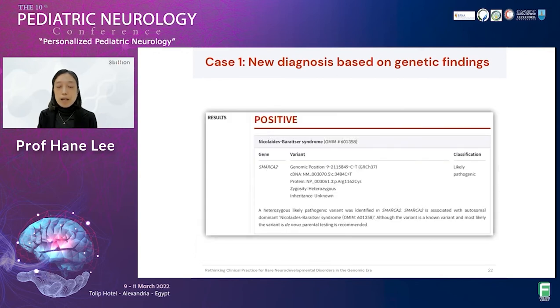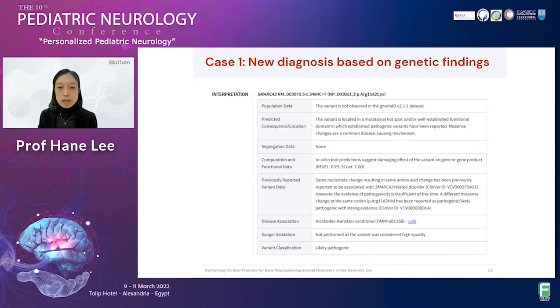Then for the main phenotype, we found a heterozygous likely pathogenic missense variant in the SMARCA2 gene that is associated with autosomal dominant Nicolaides-Baraitser syndrome. This is a snapshot of the results section of our final report. We describe in the interpretation section why we classify the variant as likely pathogenic, and I'll walk you through this table.